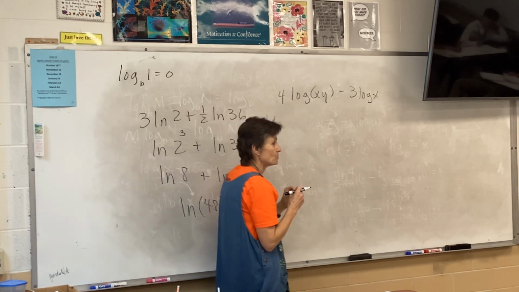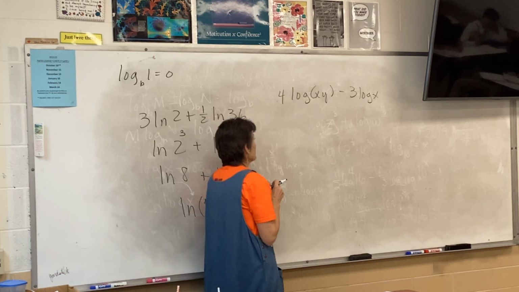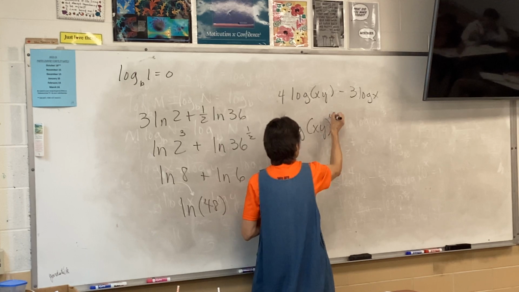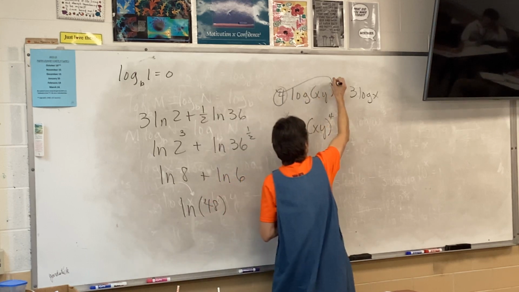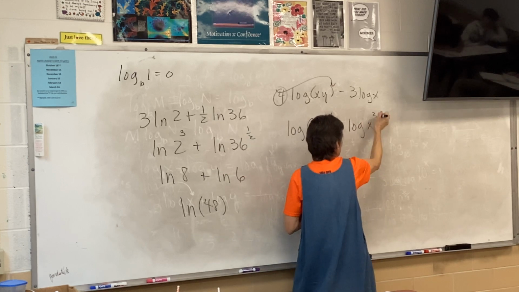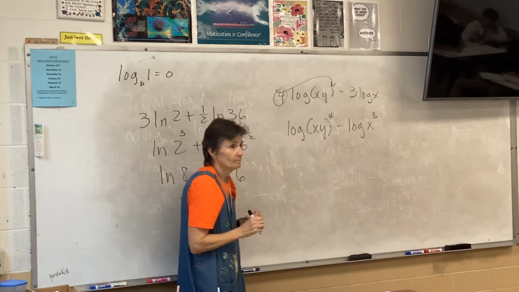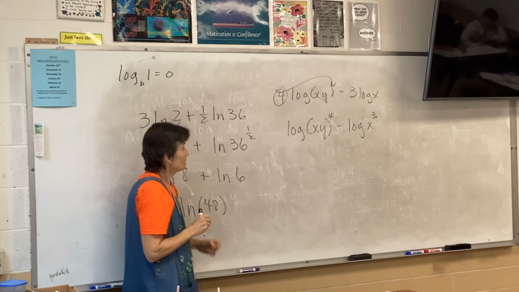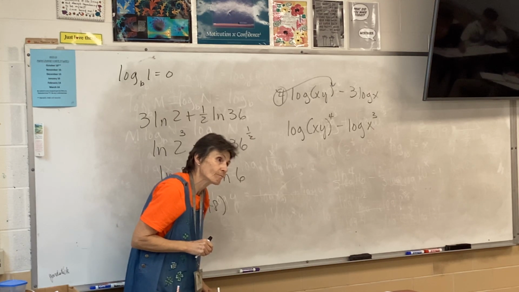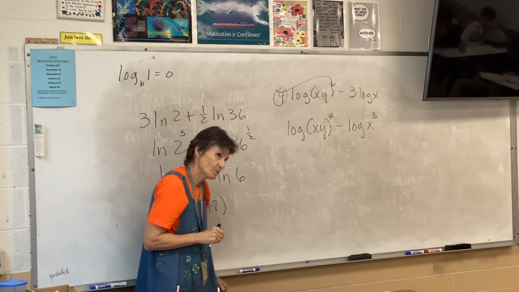Okay, so what did you do first? Okay, log x y to the 4th. Exactly. So we take this exponent, pull it up here. So then you had minus log x cubed. Okay, divide. Now Sharon, what did you do next? I only got to that part. Okay, what do you think you would do next?